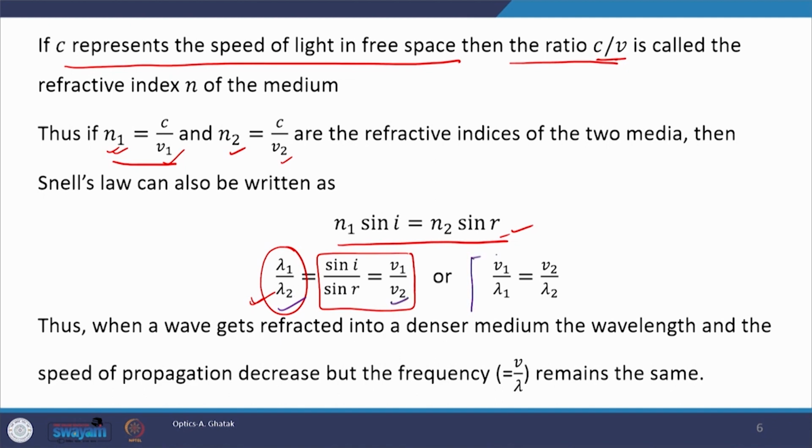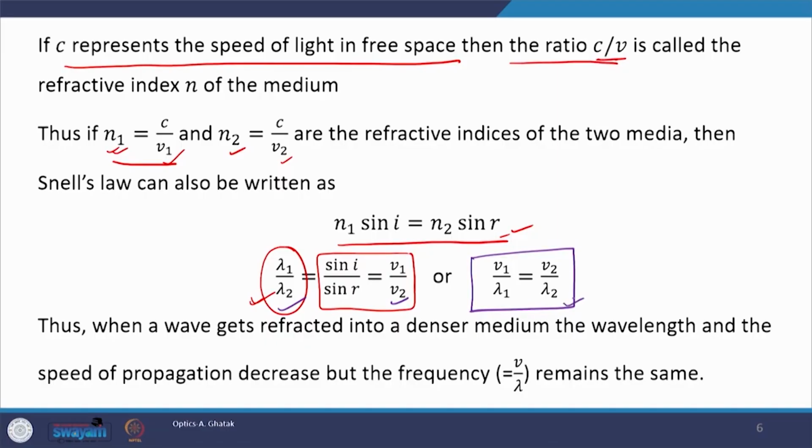And from here we get V1 by lambda 1 is equal to V2 by lambda 2. And if there are several layered media, then we can equivalently write that V1 by lambda 1 is equal to V2 by lambda 2, which is again equal to V3 by lambda 3, and so on. We can write Vi by lambda i for any medium. It means that the ratio V by lambda is constant in this particular case.